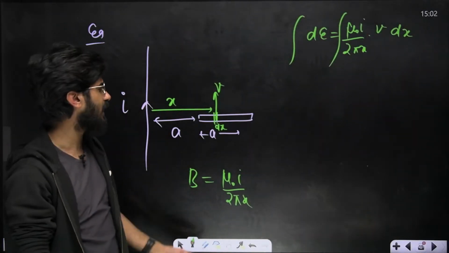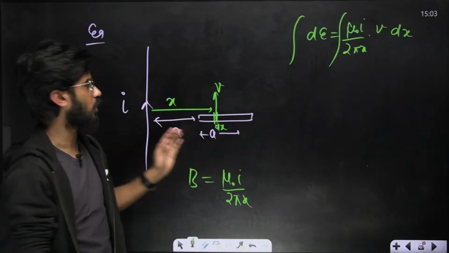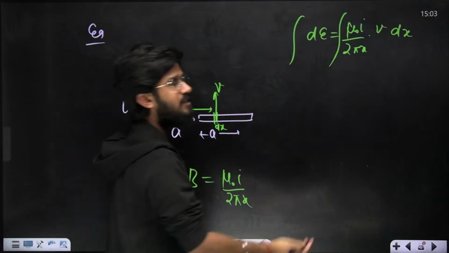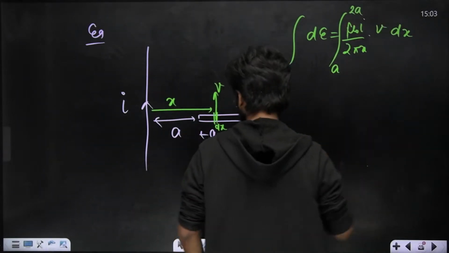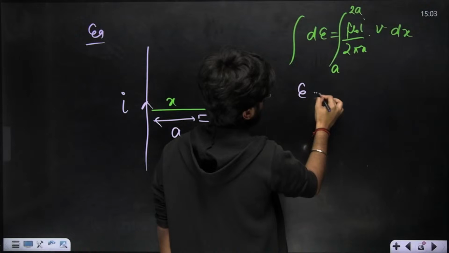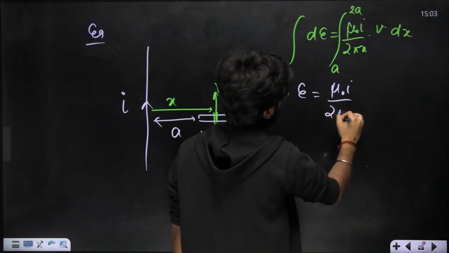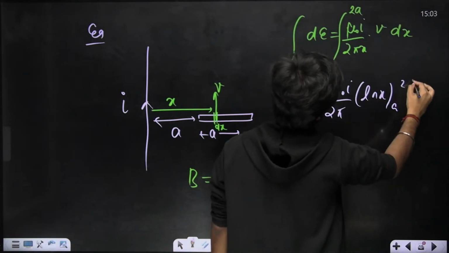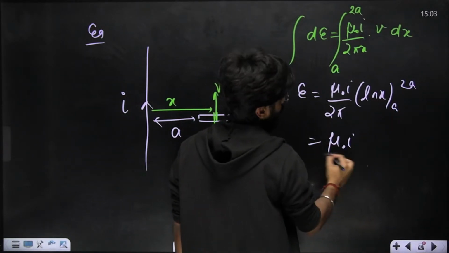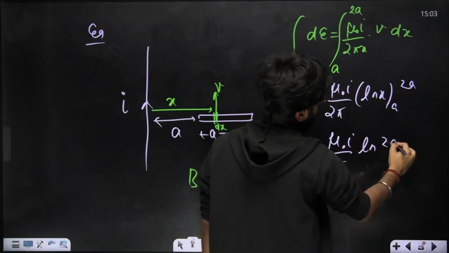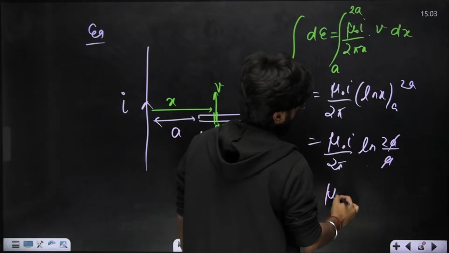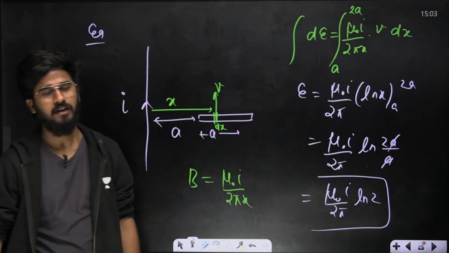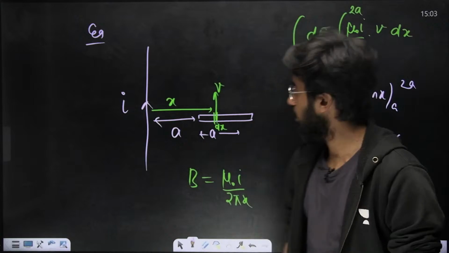Now you just have to put the limits. The limit is from a to 2a, because it starts here, where x equals a, and it will complete till here, so a plus a means 2a. Now just solve this. E equals mu naught I by 2 pi, and the integration of 1 by x is ln x, with limits from a to 2a. Substituting the limits, mu naught I by 2 pi ln of 2a by a, which is simply ln 2. So mu naught I by 2 pi ln 2. Done. Any confusion till here? Okay, next thing.